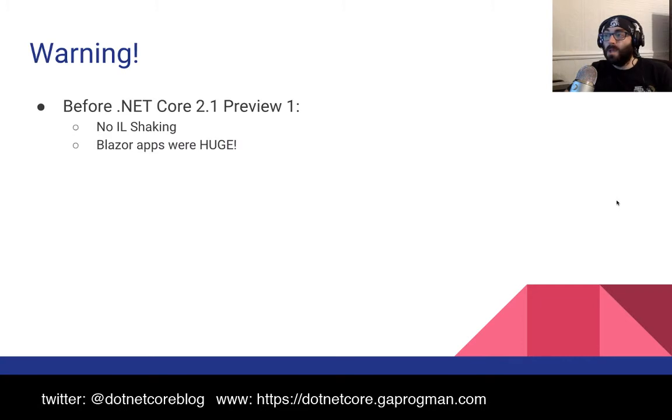Okay. So before we get any further, I need to issue a very important warning, and that is, before ASP.NET Core 2.1 Preview 1, there was no tree shaking, no IL shaking. I'll come on to what that means in a minute. But it meant that Blazor apps were huge, right? How huge, you might ask?